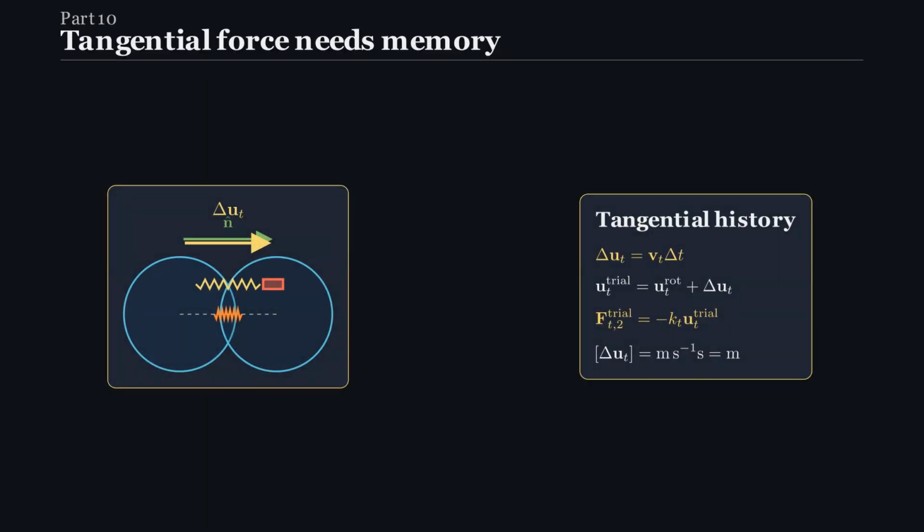The tangential force depends on the accumulated elastic tangential displacement while the contact sticks. Each timestep adds tangential velocity times timestep to the rotated old history. Then it converts that stored displacement into a trial restoring force.